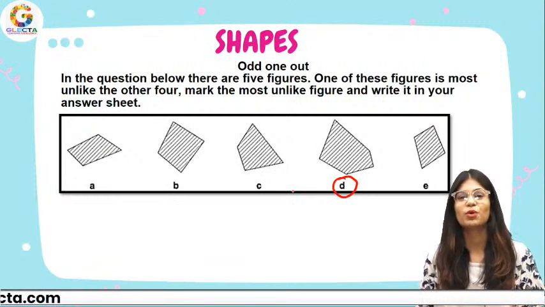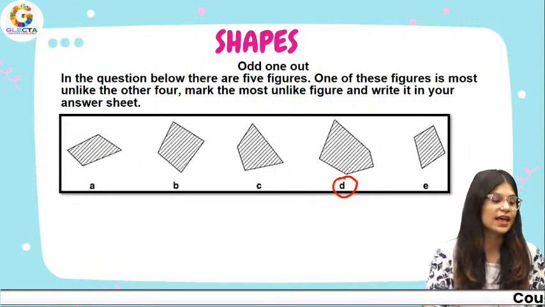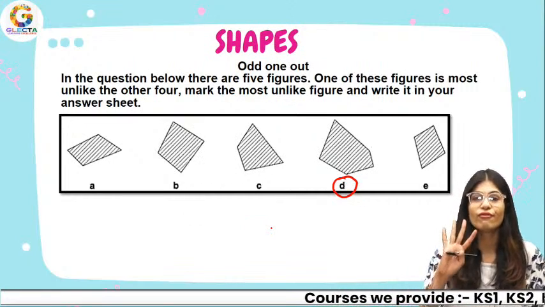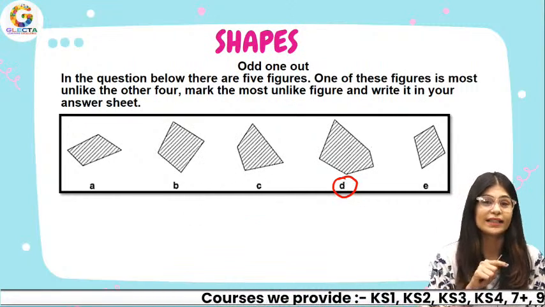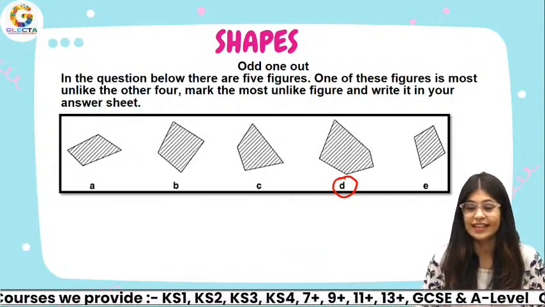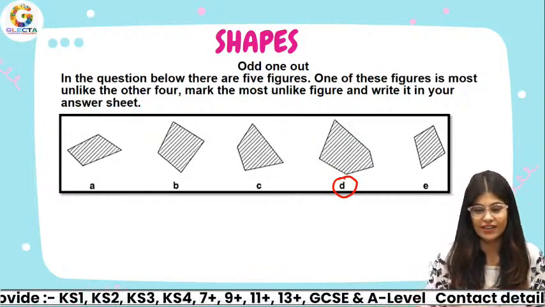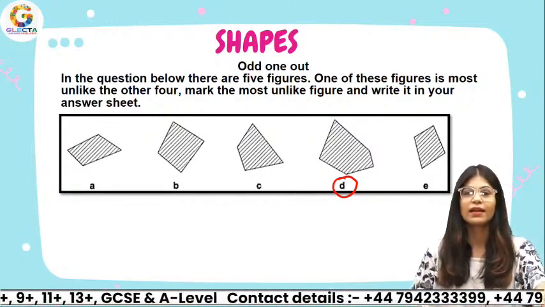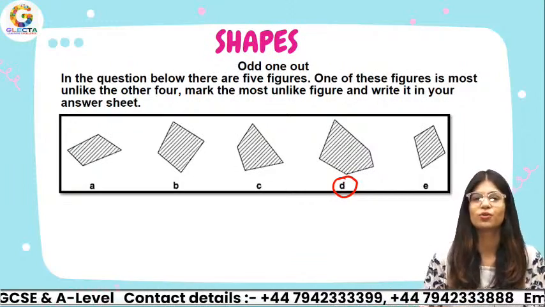The answer to this question is D. Because the concept was number of sides, and A, B, C, and E all have 4 sides, while D has 5. That's perfect. That's correct, Suraj. It has 5 lines and therefore is the odd one out.